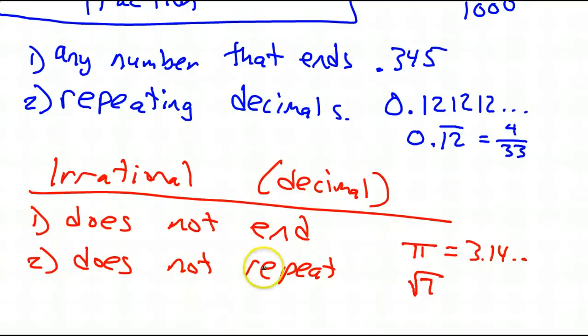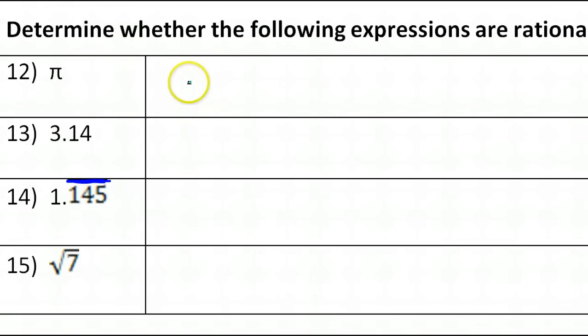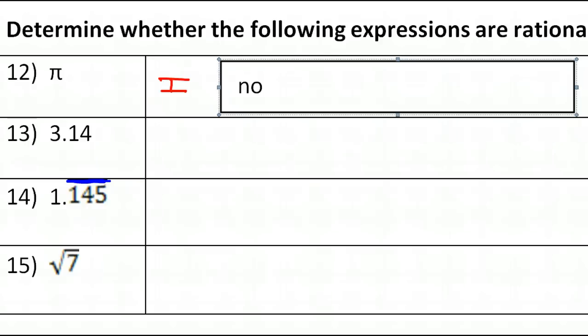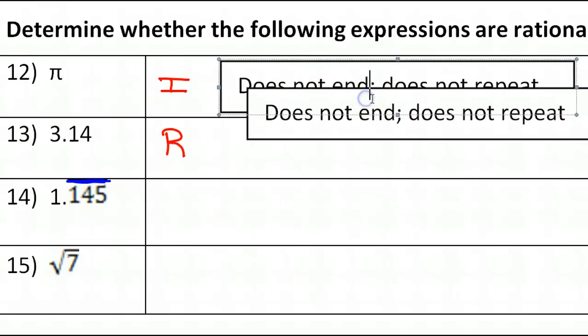So back to this quiz. Let's get up there and finish this thing off. So pi is definitely going to be irrational because it does not end and it does not repeat. I'll just put that in a text box. Does not end, does not repeat. 3.14. Notice there's no dot dot dot or anything. So 3.14 is going to be rational because it ends. Any number that ends is going to be rational. So I'll just put that in a text box.